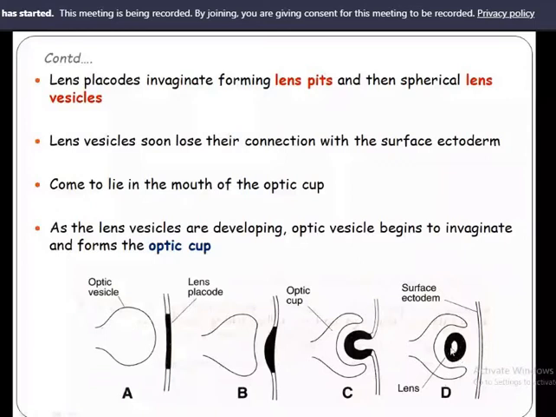Is it clear? Do you have any question regarding the formation of the lens? Clear, sir, ma'am. Okay.